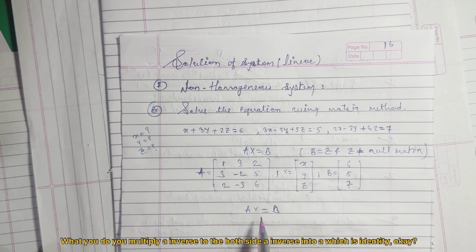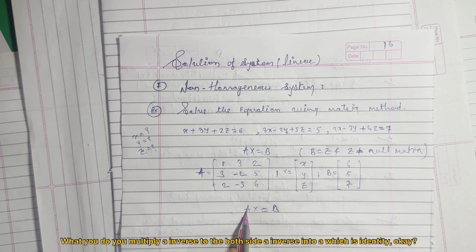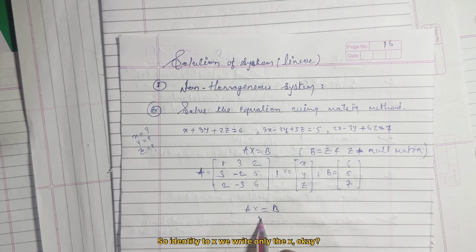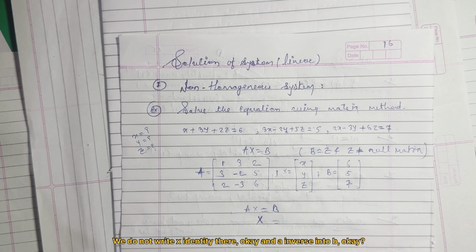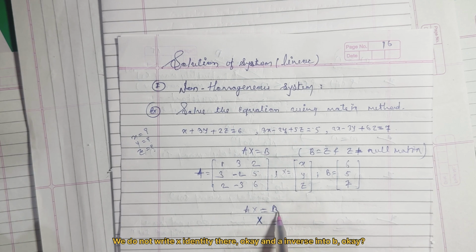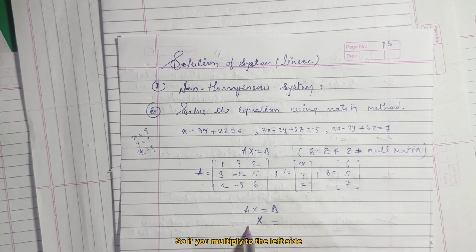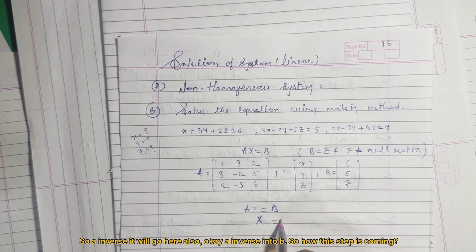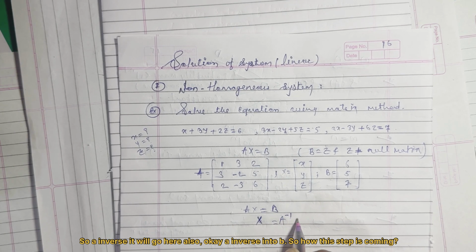So I want the solution, which means trying to get into the simplest form. What you do is multiply A inverse to both sides. A inverse into A is the identity, so identity times X, we write only X. We do not write X identity there. And A inverse into B. If you multiply on the left side, then A into A inverse is identity into X, which is X. So A inverse goes here also, A inverse into B.